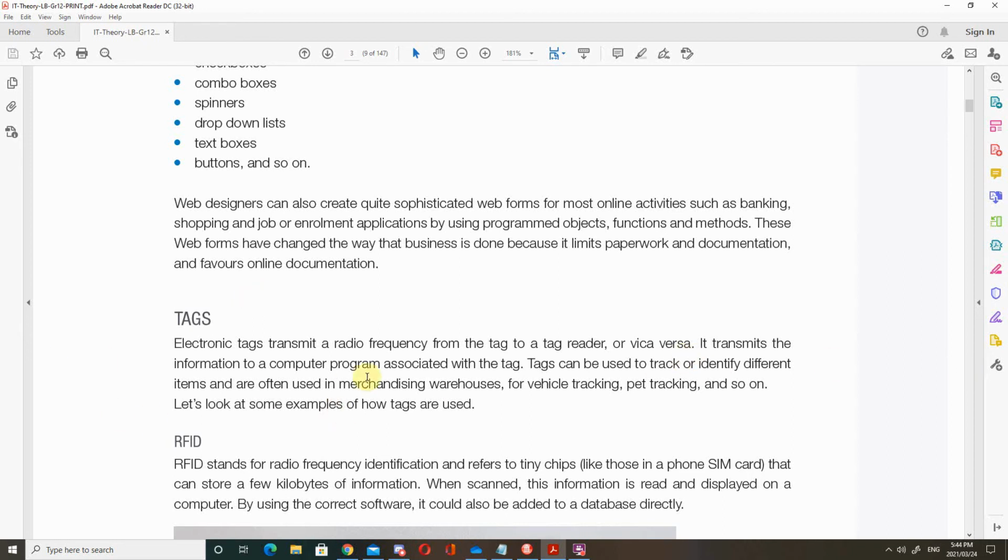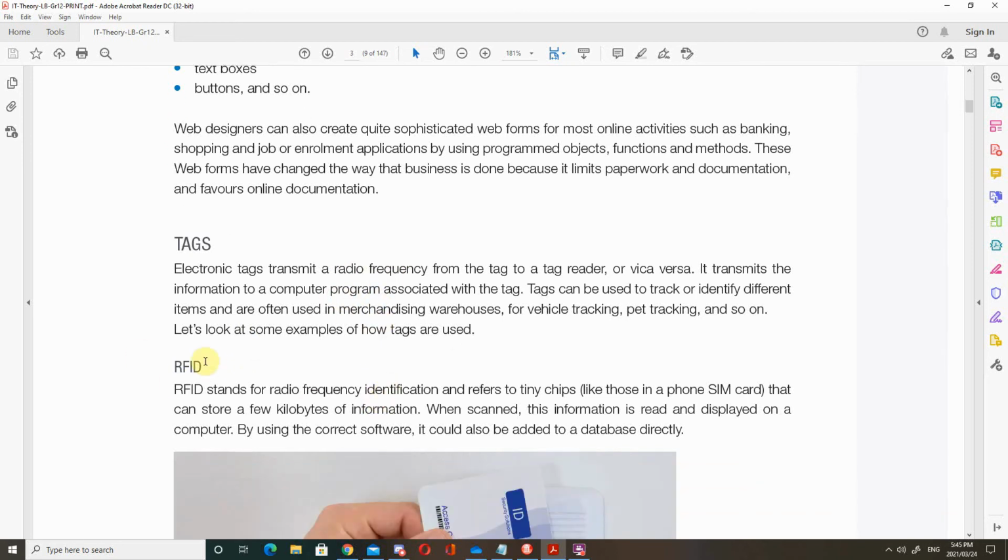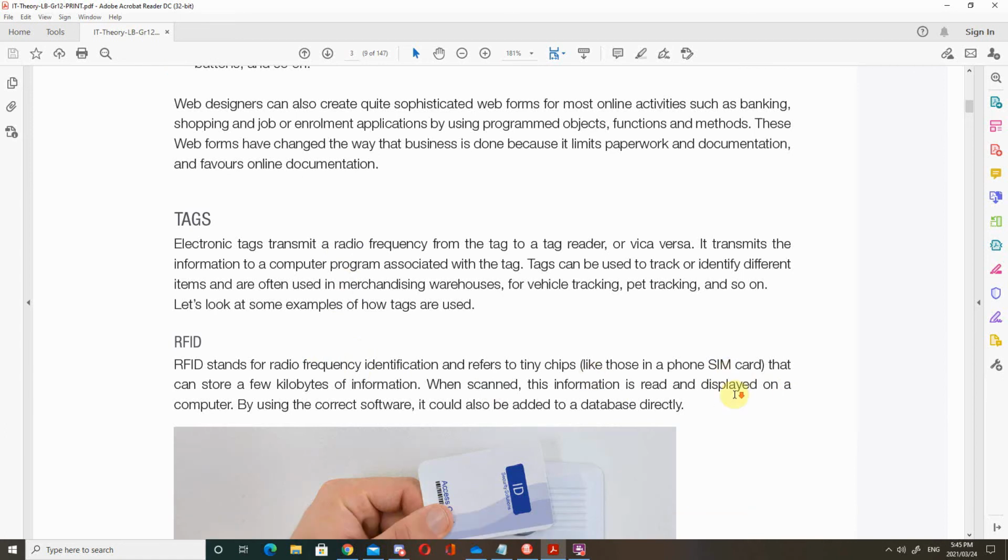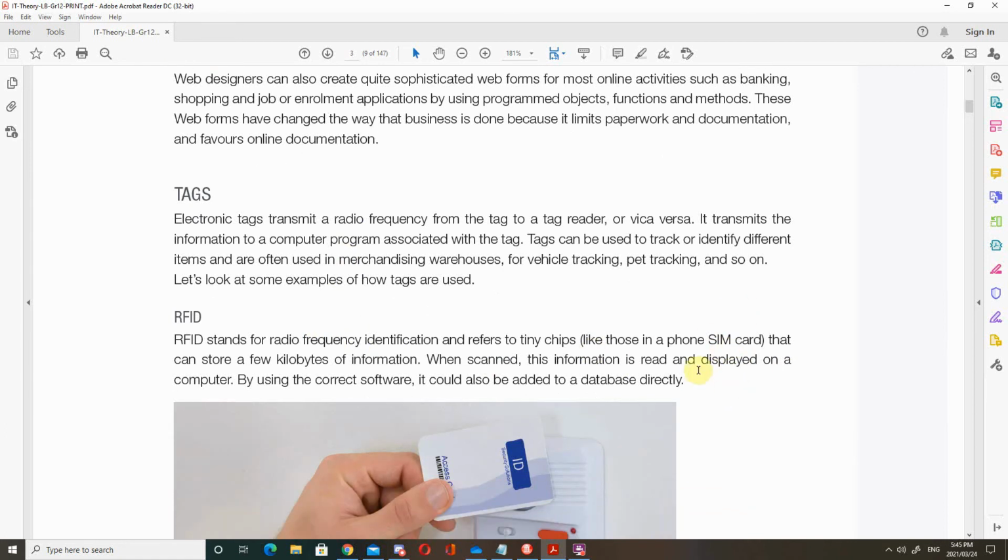I see they also talk here about warehouses, vehicle tracking, pet tracking. So these electronic tags, radio frequency, what do we call those tags again? Oh, there it is, RFIDs. So you can basically track that. Your RFID is basically the same thing. It's as small as a SIM card, and that's also used to open doors, access control is the main purpose where they use that.